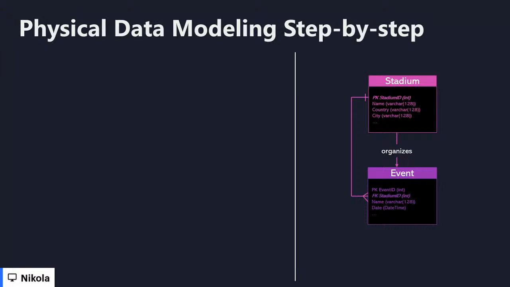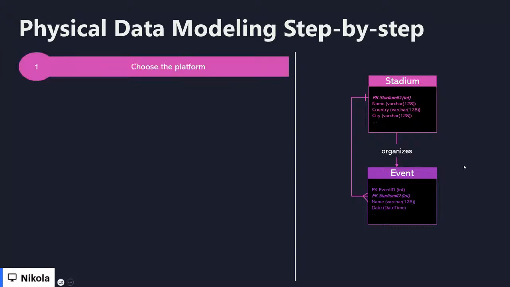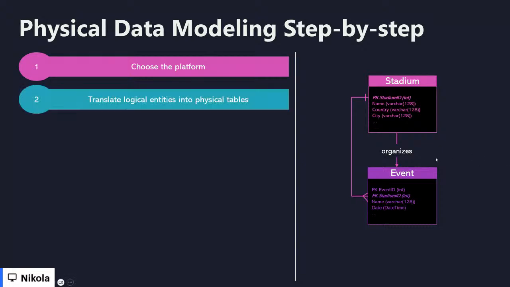The same as for logical data models, there is a whole list of necessary steps to make your data model implementation a successful process. So let's focus on the most important ones. First is choose the platform. This is a step that you cannot skip, because this decision will shape all your future design principles.